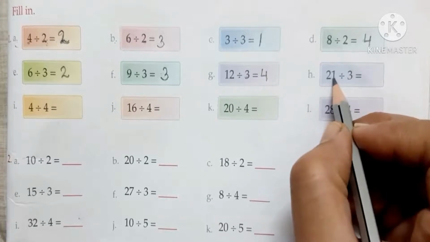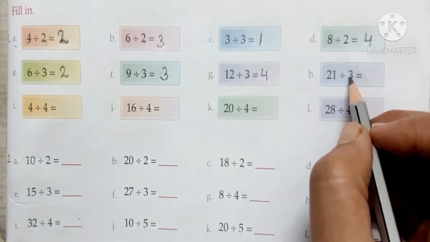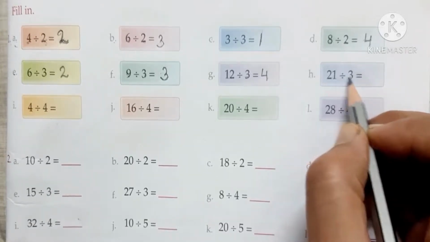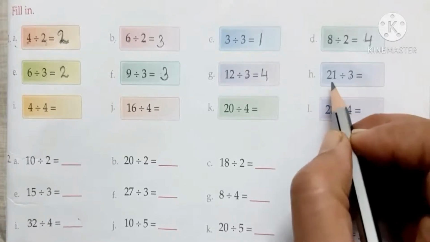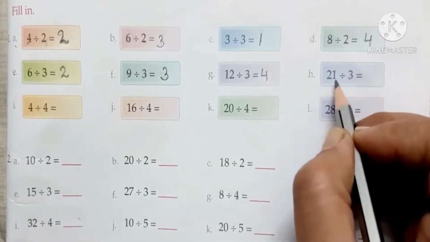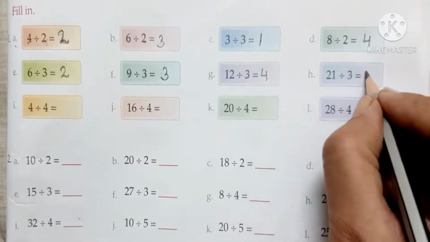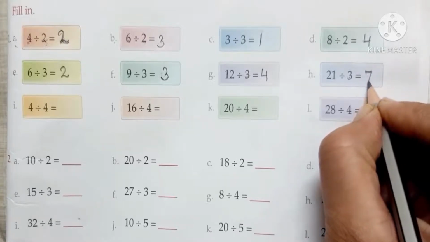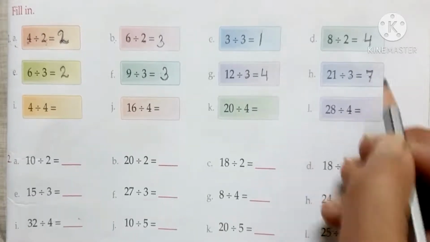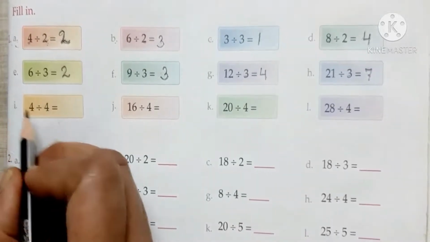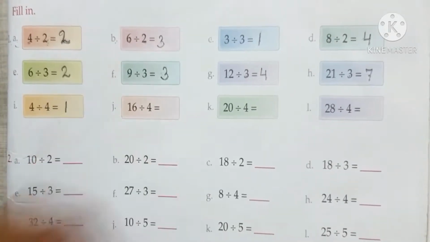H. 21 divided by 3. Again you recite the multiplication tables of 3. 3 1 is 3. 3 2s are 6. 3 3s are 9. 3 4s are 12. 3 5s are 15. 3 6s are 18. 3 7s are 21. So 7 is the answer. I. 4 divided by 4. 4 1 is 4. Write 1 here.